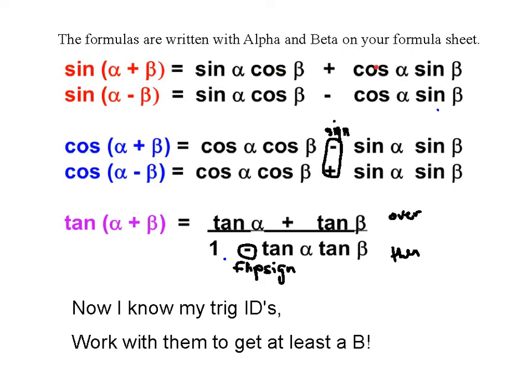Sine, cosine, cosine, sine, cosine, cosine, sine, sine, sine, tan plus tan over 1. Flip the sine, tan, tan, you're done. Now I know my trig IDs. Work with them to get at least a B.